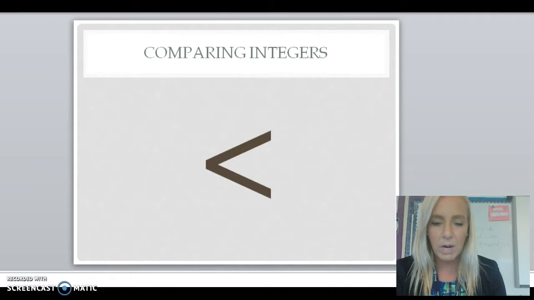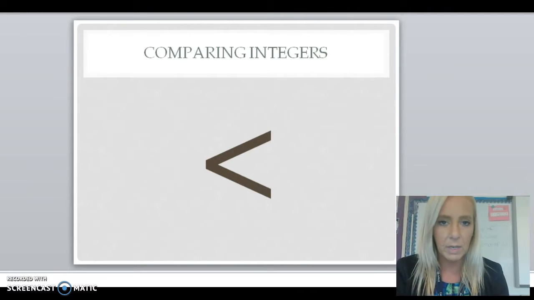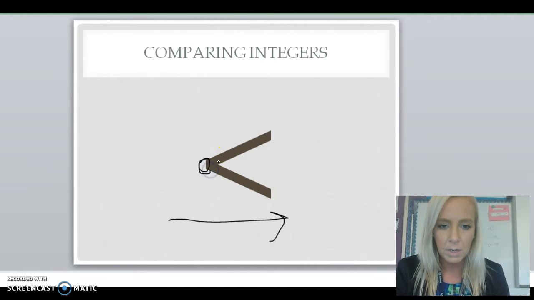So when we compare integers, we use two different signs in math. This sign here represents less than. And I'll give you an example in a minute. Some people have trouble remembering how to read this symbol. If you read from left to right, we start with a smaller section and it gets wider. So I would like to think of it as less than.